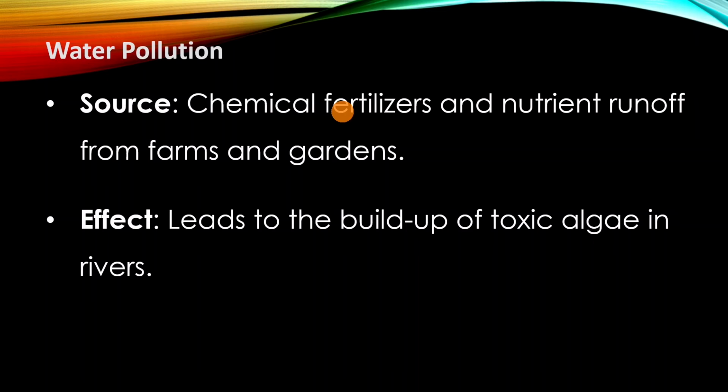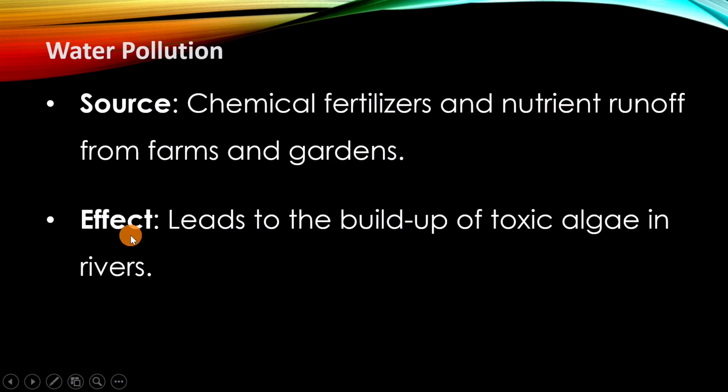But as much as this fertilizer is used to produce food, some of it is washed into rivers. So the fertilizer from the farms and the gardens is washed into rivers. And what happens? The water gets polluted. So, water pollution. We are saying the source is chemical fertilizer and nutrient runoff from farms and gardens. These are the ones causing water pollution.